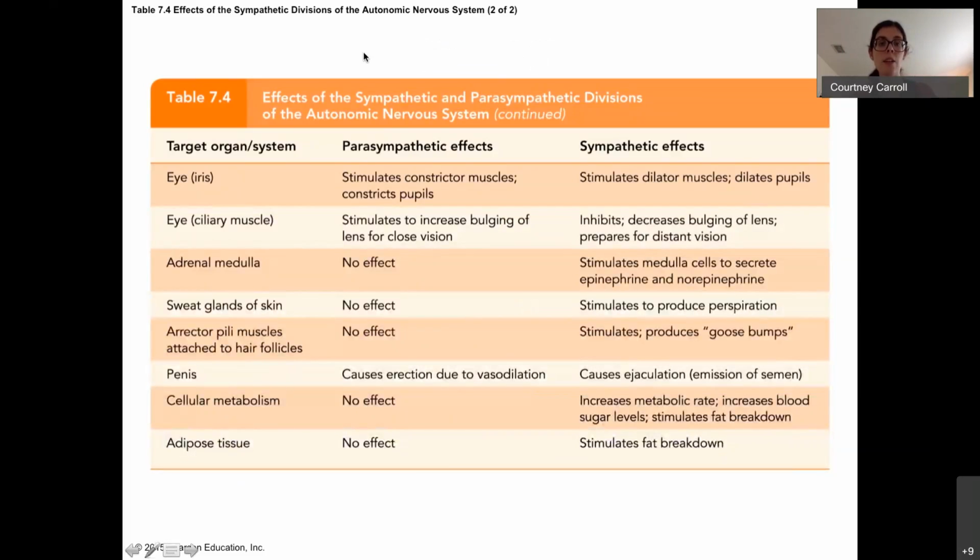With that, we have reached the end of our peripheral nervous system. So far we have covered central nervous system, peripheral nervous system. We're going to finish by talking about some disorders, not a ton of disorders, just a few key disorders, and then we'll be done with chapter 7.